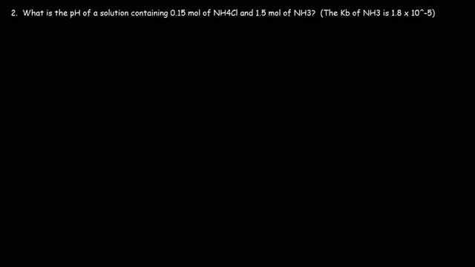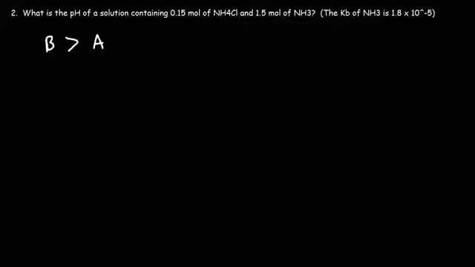Number 2, what is the pH of a solution containing 0.15 moles of ammonium chloride and 1.5 moles of ammonia? And we're given the Kb, the base dissociation constant of NH3. So what should we do here? Well, once again, we have a buffer solution. We have the weak acid and we have the conjugate weak base. Now in this case, notice that we have more of the base than the acid. We have more ammonia than ammonium chloride.